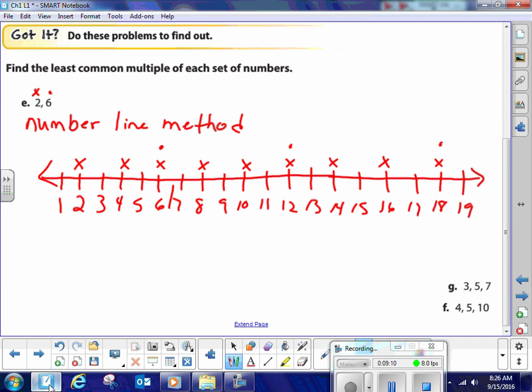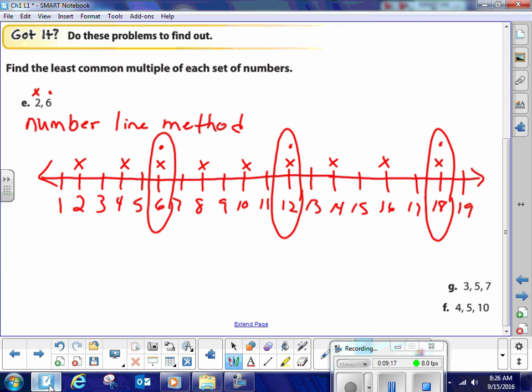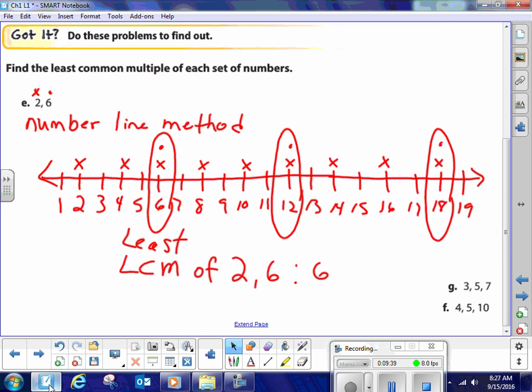Then I go back and I circle the ones that they have in common because we're trying to find the least common multiple. Now, if you work from left to right, the first one that they share in common should be the least. Okay? So the LCM of 2 and 6 is 6, okay? And if you notice, yes, your answer can actually be the number that you started with.